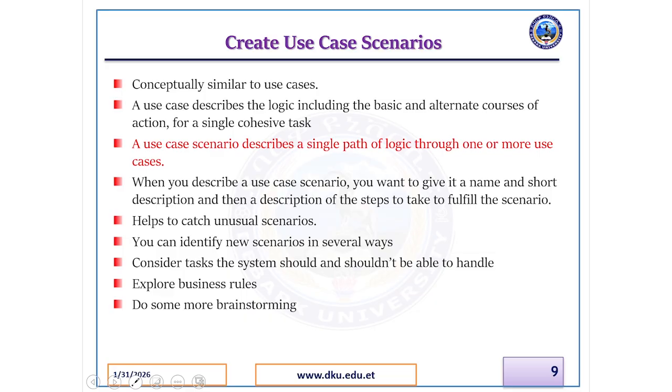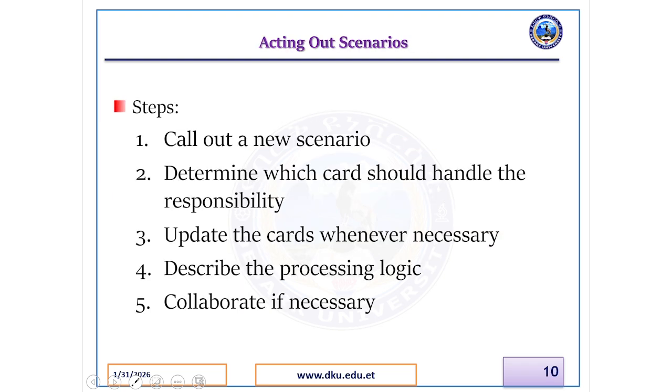You can identify new scenarios in several ways. Consider tasks the system should and should not be able to handle. Explore business rules. Do some more brainstorming here. Acting out scenarios has its own steps. The first step, call out a new scenario. The second step, determine which card should handle the responsibility. The third step is update the cards whenever necessary. The fourth step is describe the processing logic. And the fifth one is collaborate if it is necessary.